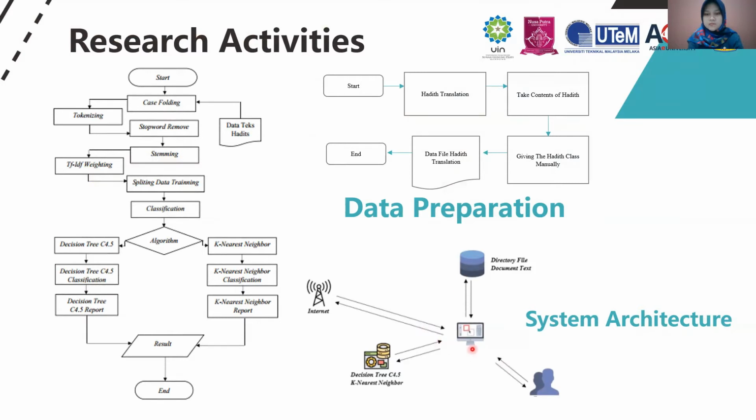And this is our system architecture. So we have the system to classify the validity of hadith here. We have the directory file of document text of hadith. We have an internet network. We have decision tree C4.5 and k nearest neighbor algorithm to process the classification of validity of hadith, and we have a user that used the system.